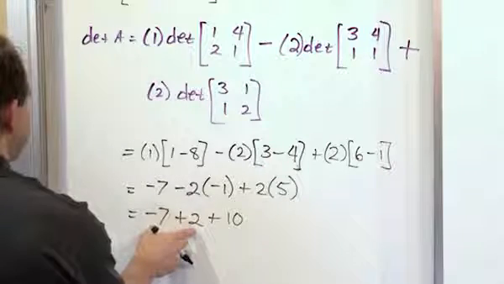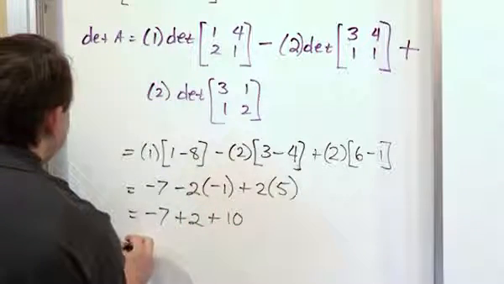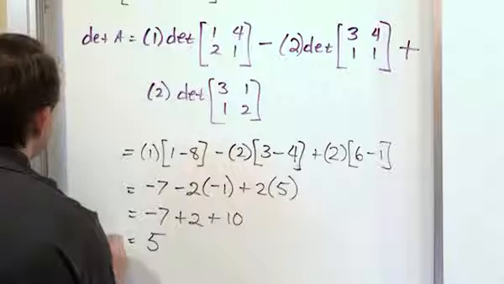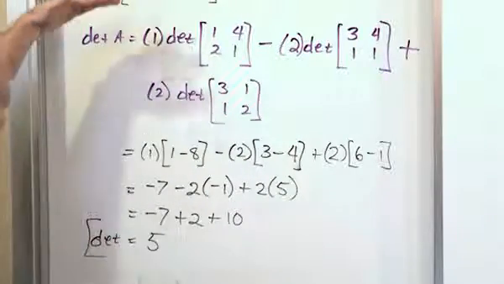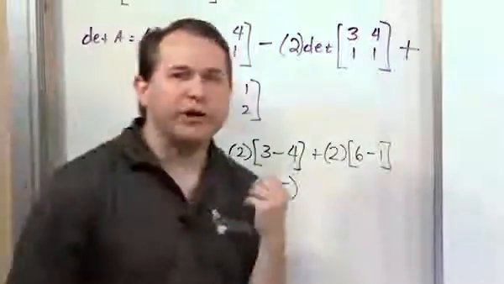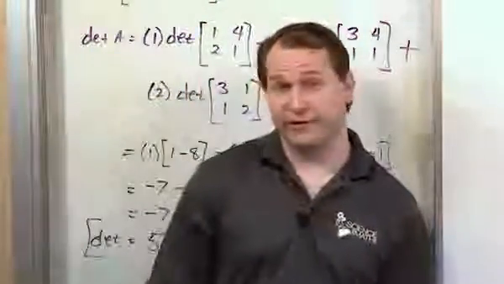This guy is going to give me negative 5. When I add it to this guy, it's going to give me a positive 5. So the determinant of this matrix is this. Now, look at the work I've done on the board and think about what you would have to do if you did it by row reduction techniques.